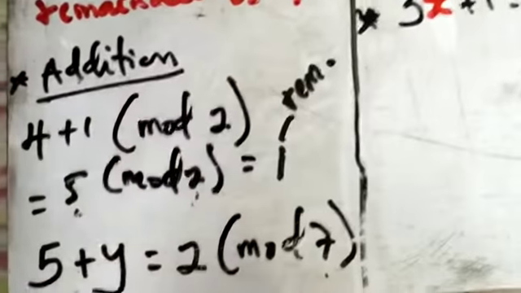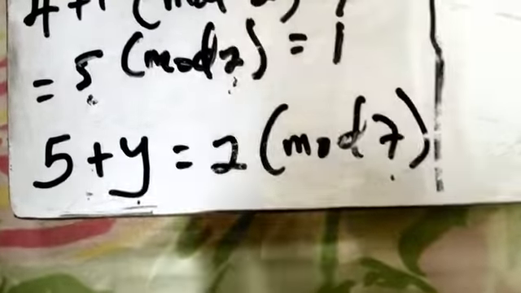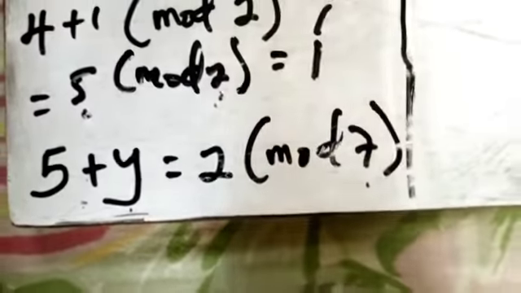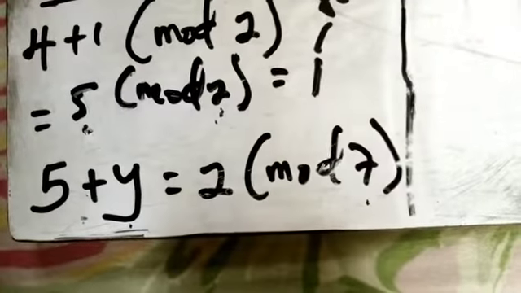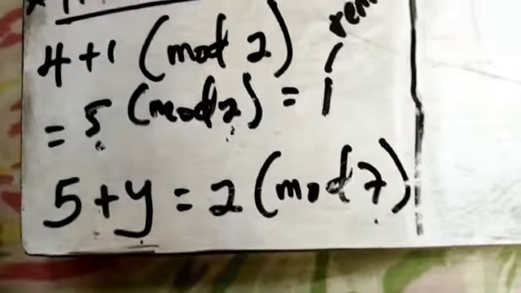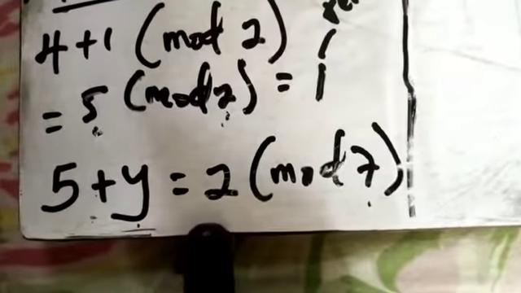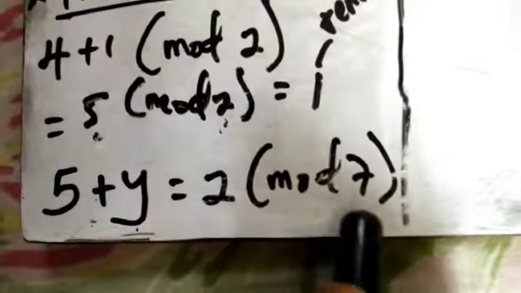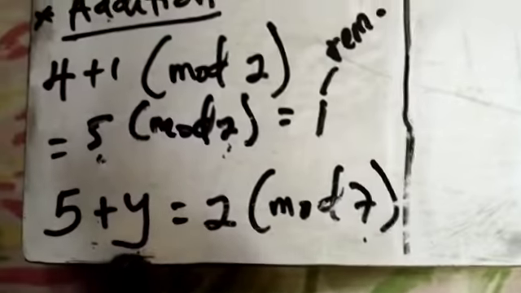Okay. Now here is another one. They say 5 plus y is equal to 2 mod what? 7, and they are asking us to find the value of y. Is that okay? So it means that when I combine this 5 plus whatever is here, which we don't know, it will be equal to 2 in what? Modulo 7.